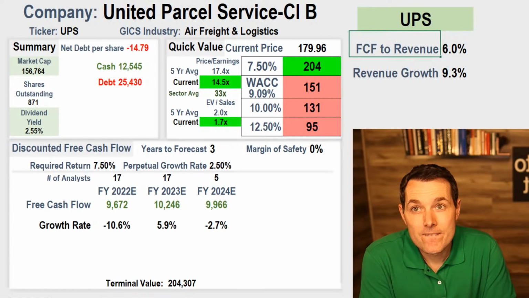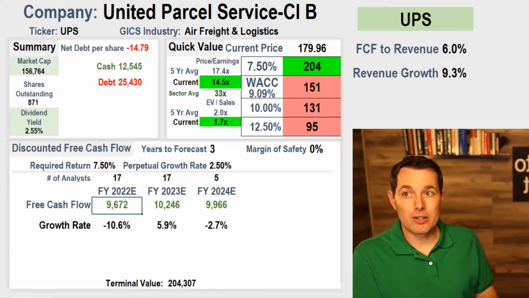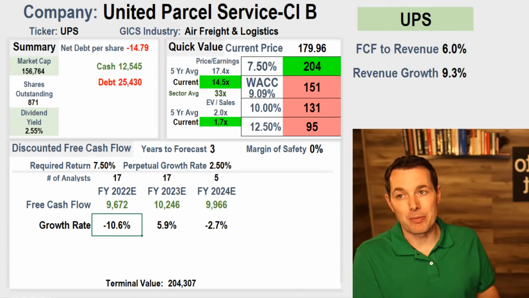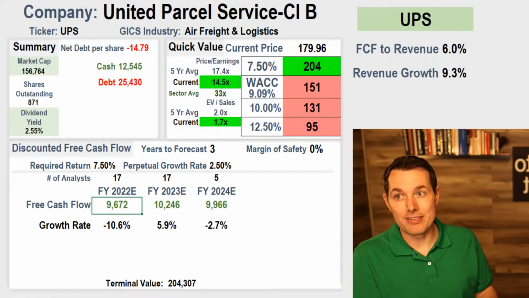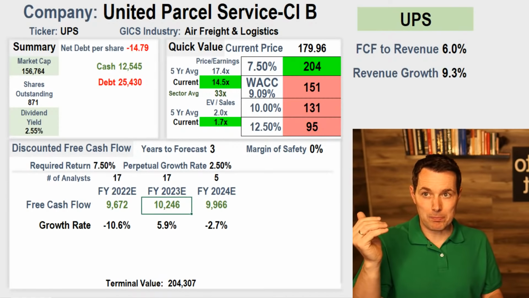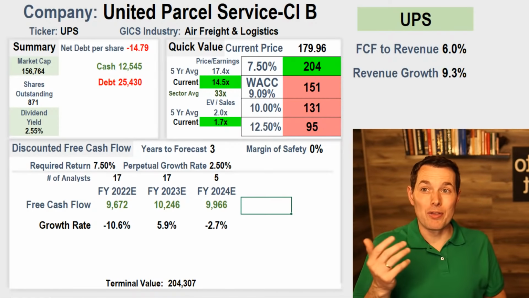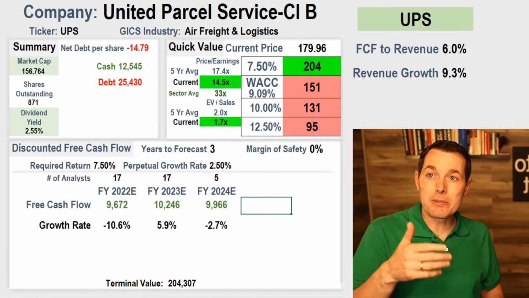UPS. Yeah, UPS looks interesting. So it's down negative 10% from the year before. Negative 10 to 9 points drop, so a 10% drop from the previous year's free cash flow. Then it goes up, then it goes back down. This might be one of those where the question is, are they going to keep growing?